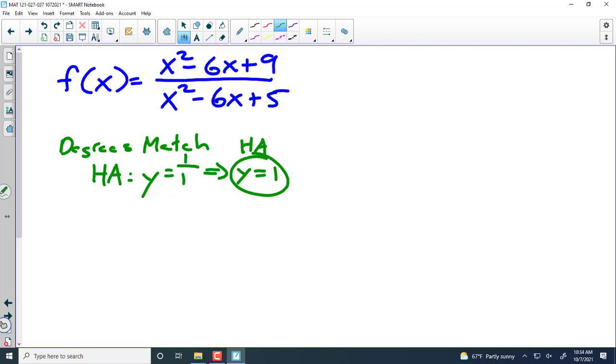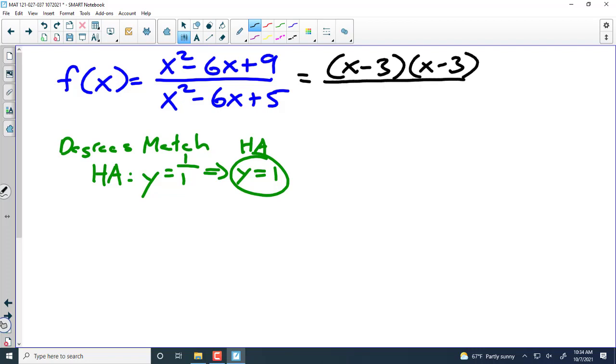One of the things I do is if my rational function is not factored on top or the bottom, I do sometimes try to factor it because I'm going to need to factor the bottom to determine the domain. I'm going to need to factor the top to find any x-intercepts. So I might as well go ahead and factor this right now. And the top does factor as x minus 3, x minus 3.